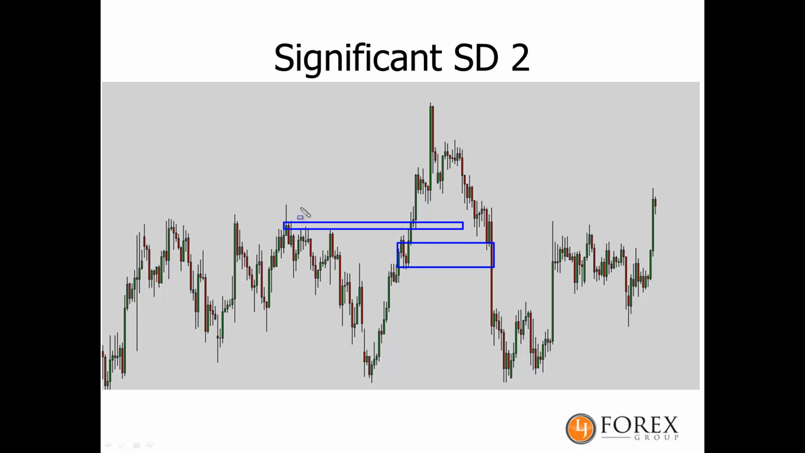So let's mark these up again. You've got significant demand within here. And likewise, you're going to have a significant supply within here, which broke this significant demand, and that paved the way obviously for a move much lower down to this area, because there's no significant demand left within here.